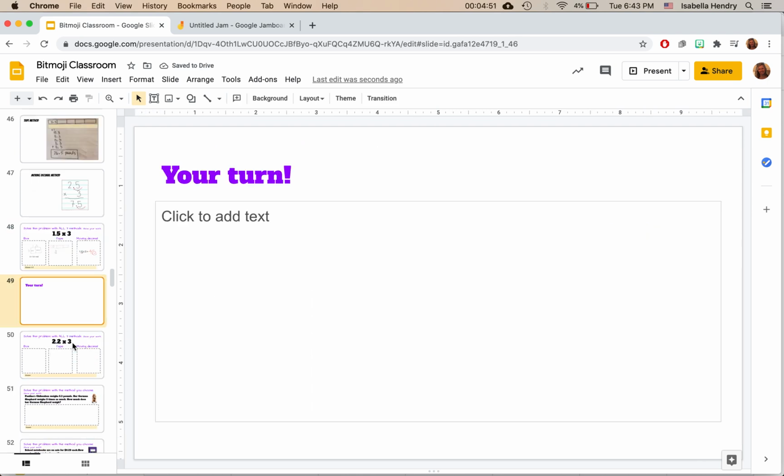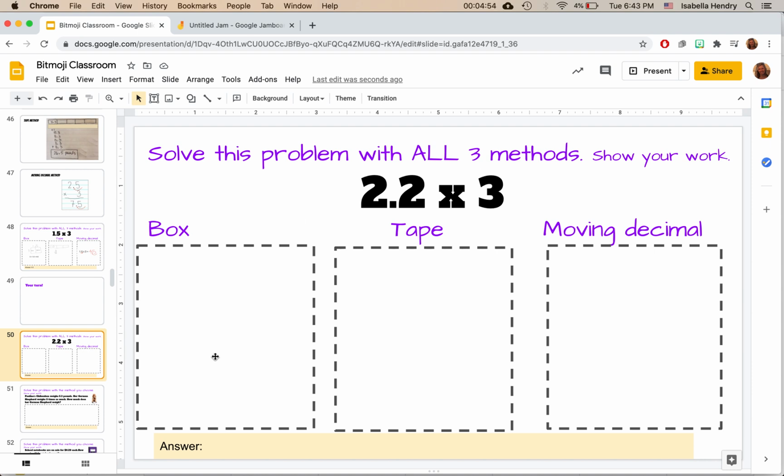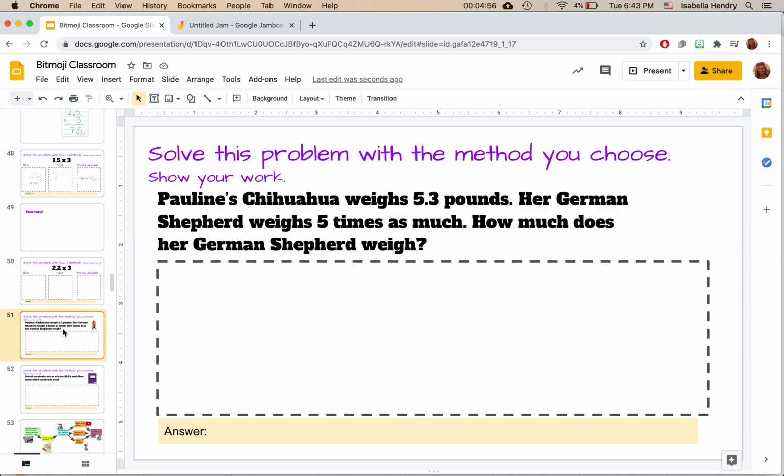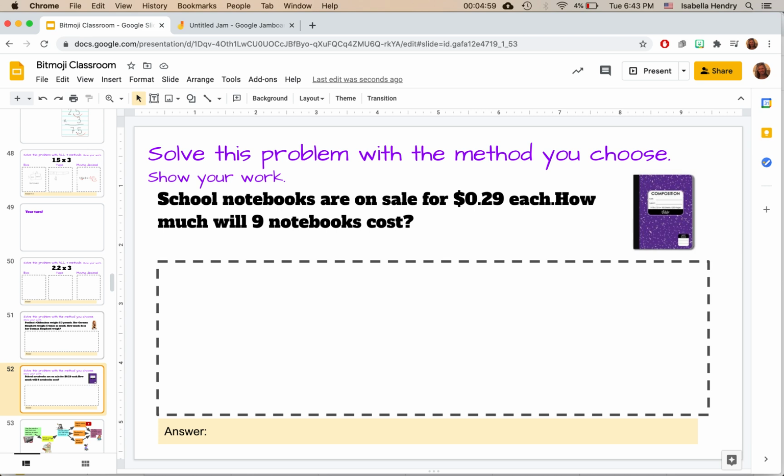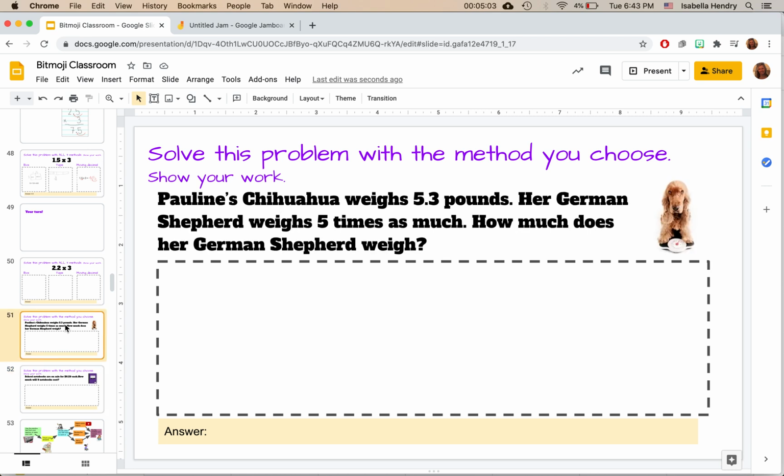So now it's your turn. You're going to solve this problem with all 3 methods. And then there are 2 word problems where you can choose any method. So you can decide which method you want to use. You don't have to show all three.